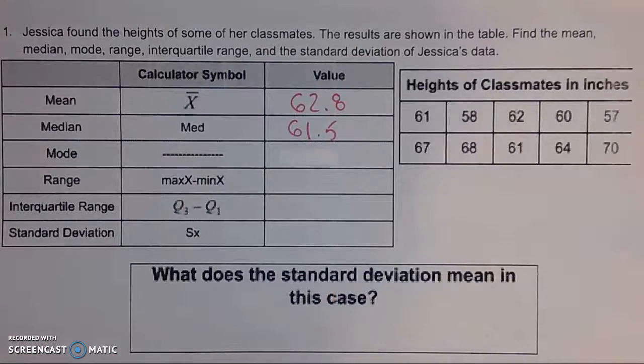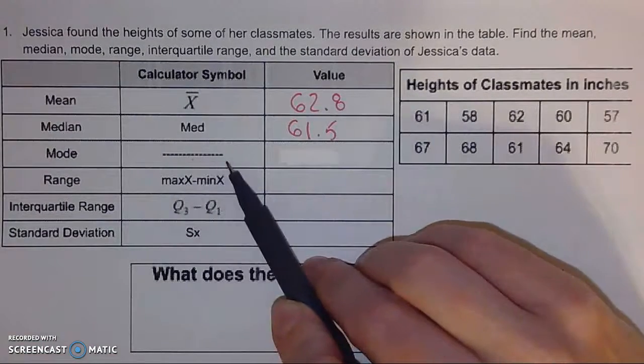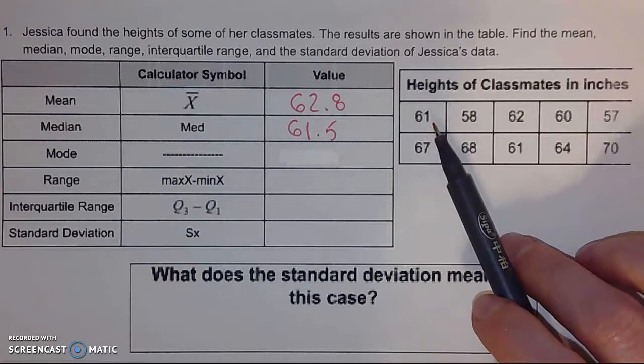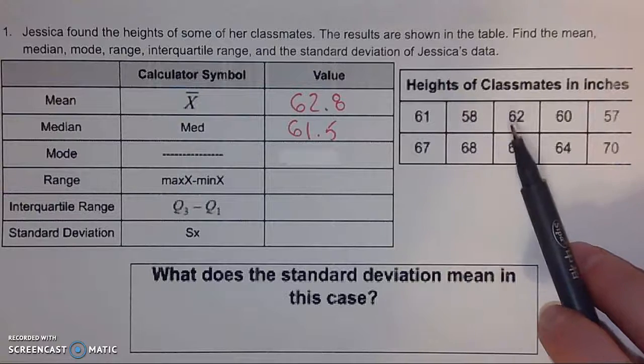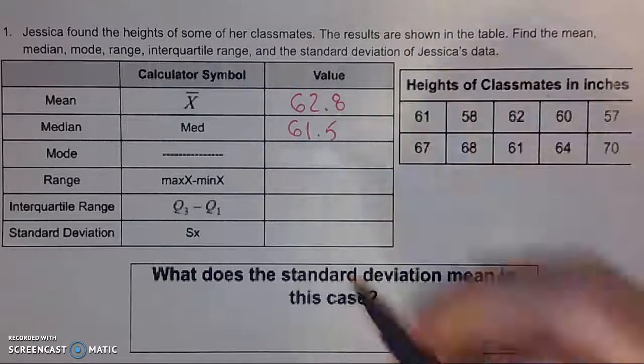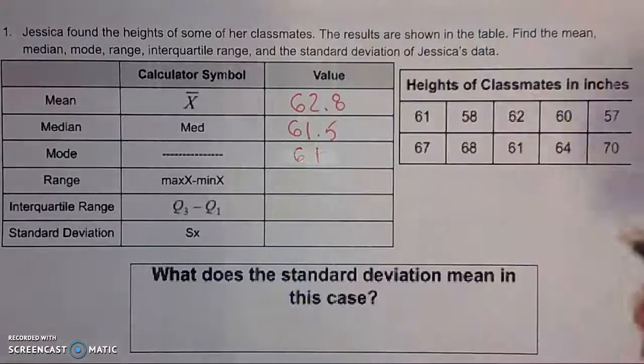Okay, the next one is mode, and there's actually nothing on the calculator that says mode. You just got to go look at it yourself. So looking through, 61 is repeated, 58, not repeated, not repeated, not repeated. All those guys are unique except for 61. So my mode is 61.